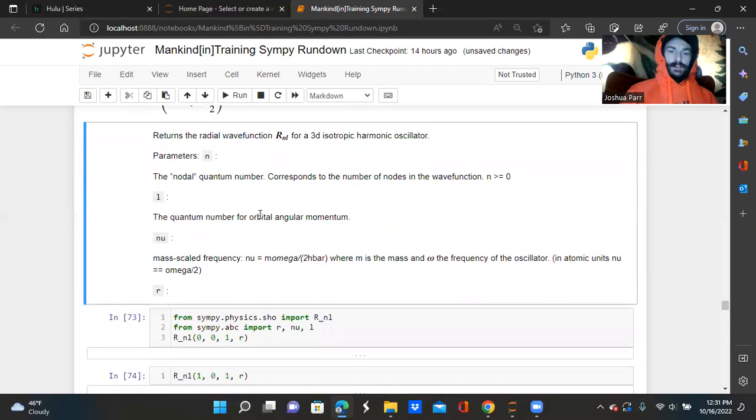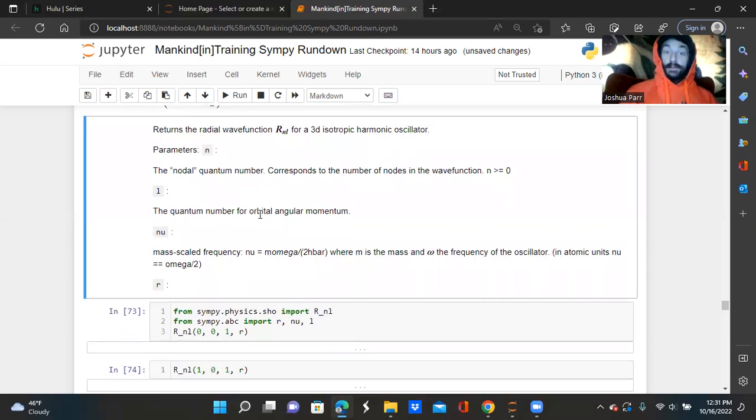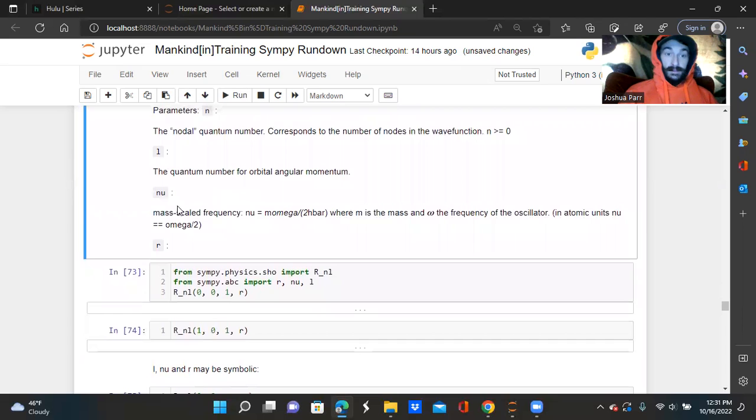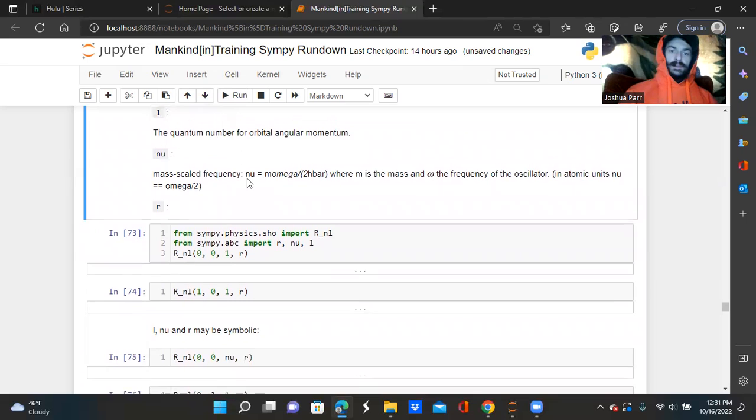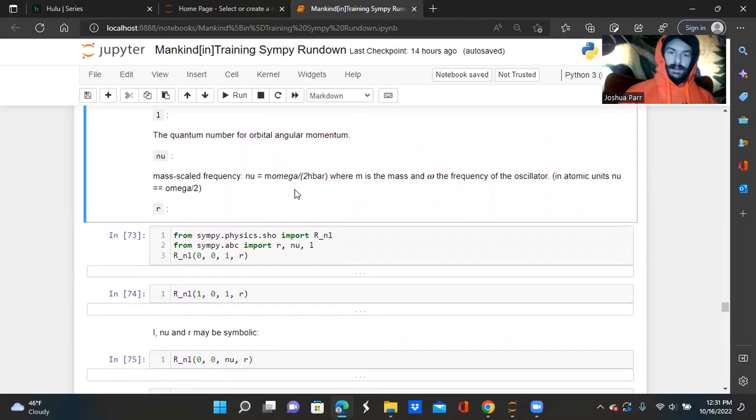Returning the radial wave function, R n l, for a 3D isotropic harmonic oscillator. Adding a new quantum number for the orbital angular momentum. This is the nodal quantum number, which corresponds to the nodes in the wave function, and is greater than or equal to 0. And the mass scaled frequency, nu equals m omega divided by 2 h bar, where m is the mass and omega is the frequency of the oscillator in atomic units.